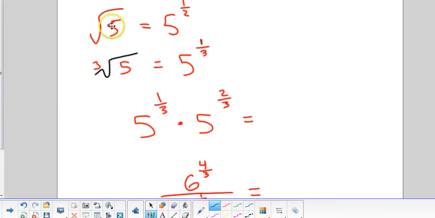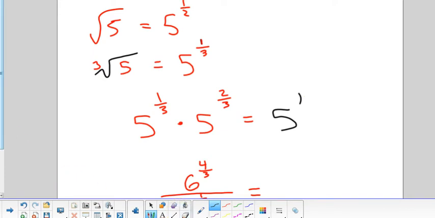So again, the square root of 5 is equal to 5 to the 1/2 power. Cube root of 5 is equal to 5 to the 1/3 power. And, you know, my power rules from chapter 4 work here. So if I have 5 to the 1/3 times 5 to the 2/3, multiplying like bases means I can add the exponents. And so this is 5 to the 1/3 plus 2/3, which is 5 to the 1st, or 5.